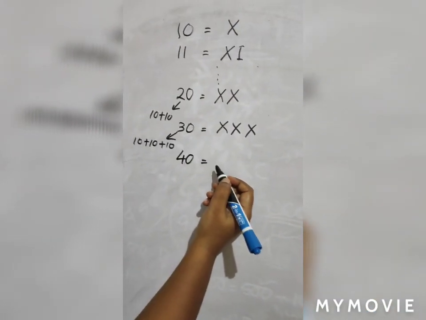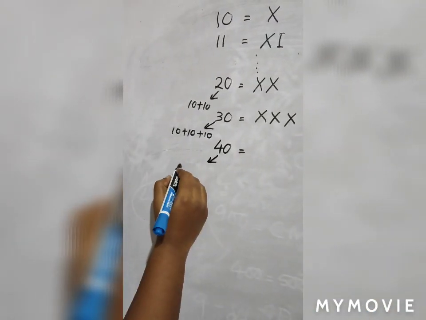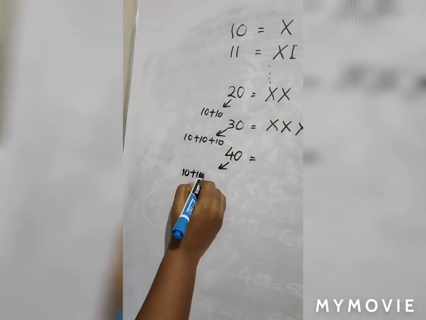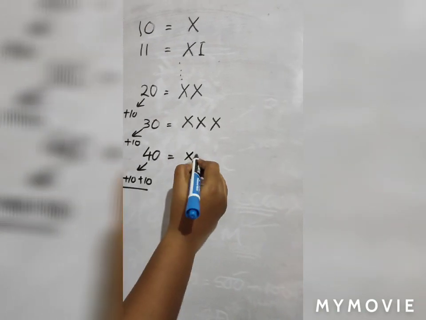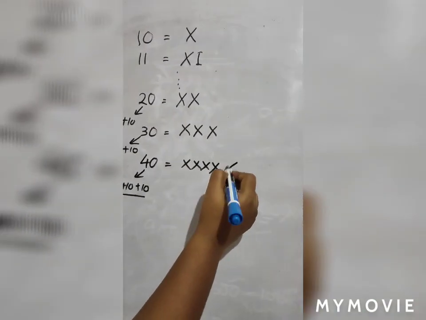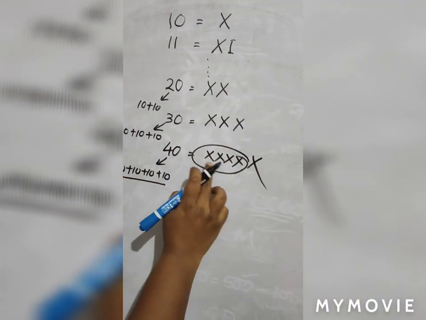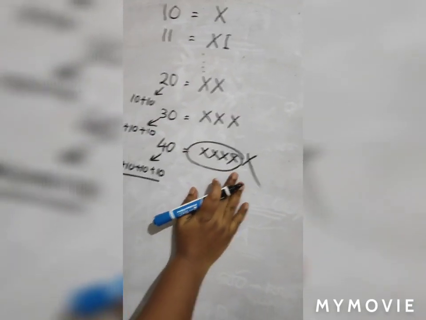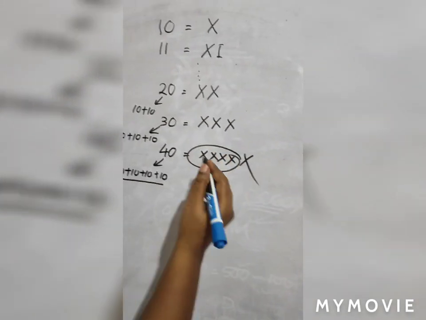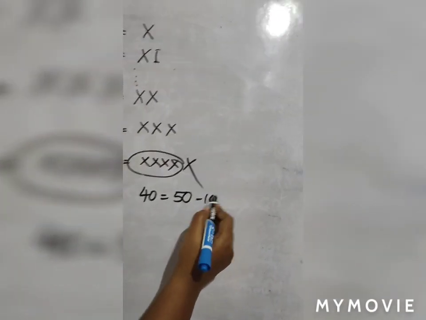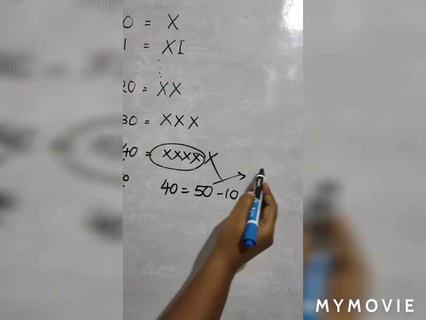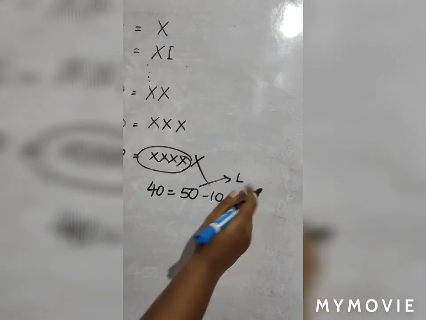What about 40? Can I write 4 times X here? Because 40 is 10 plus 10 plus 10 plus 10. 4 times the 10 is coming over here, isn't it? But again, this is not possible. As I said earlier, we cannot write a symbol more than 3 times. Yes. So what we'll do here is, again we'll use a subtraction rule. So 50 minus 10 gives me 40. So 50, we know that it is denoted by L.